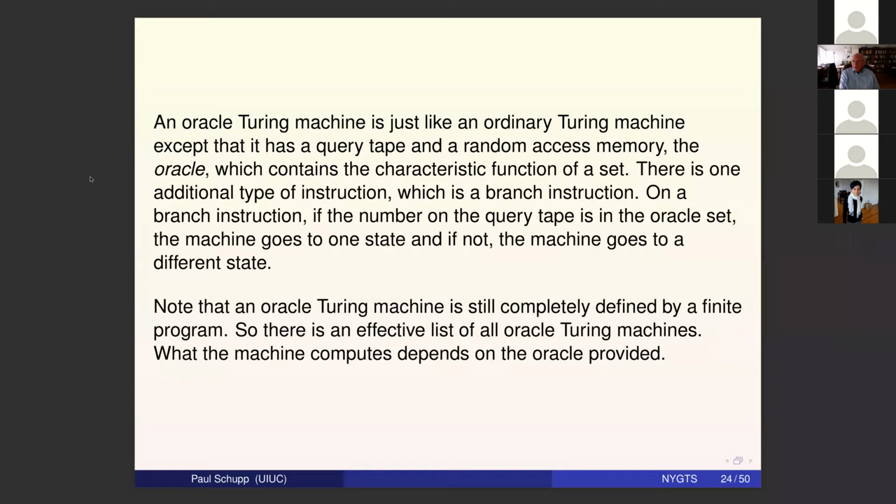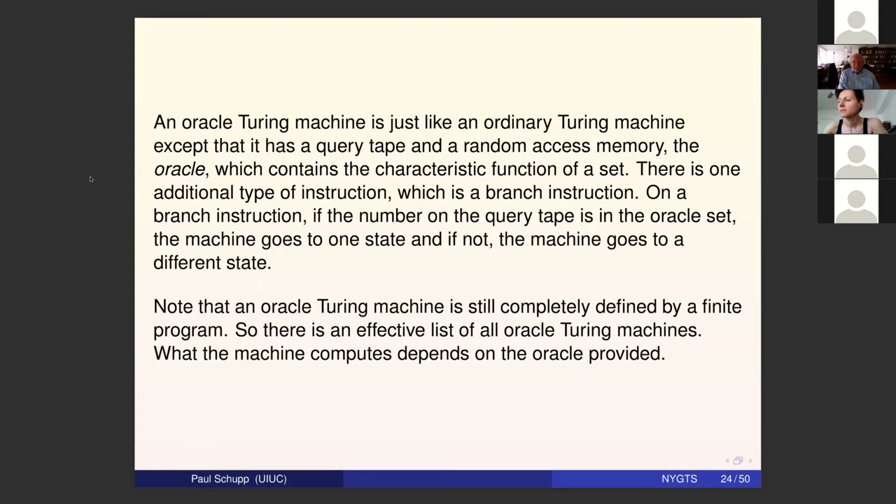Is that point clear? Yes. Okay. So again, the point: there's an effective list of all Oracle Turing machines, period. Actually, just from this point, one can do computability theory. So there are countably many machines, but you can compute uncountably many different things because you have so many Oracles.